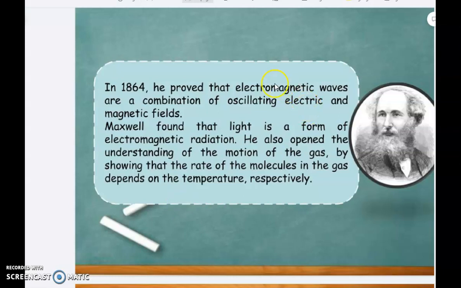He proved that electromagnetic waves are a combination of oscillating electric and magnetic fields. We are still with Maxwell. Maxwell found that light is a form of electromagnetic radiation. He also opened the understanding of the motion of the gas by showing that the rate of the molecules in the gas depends on the temperature.